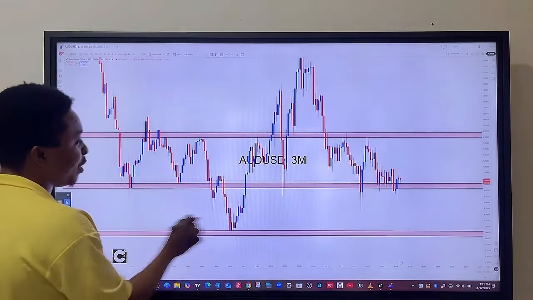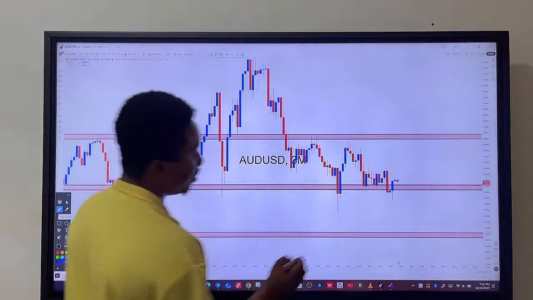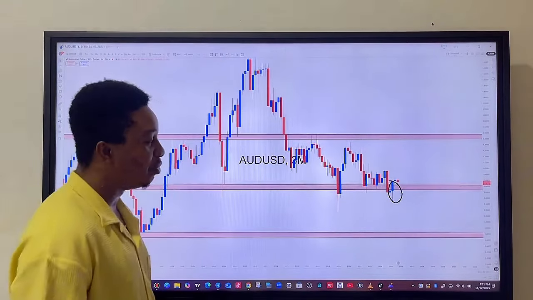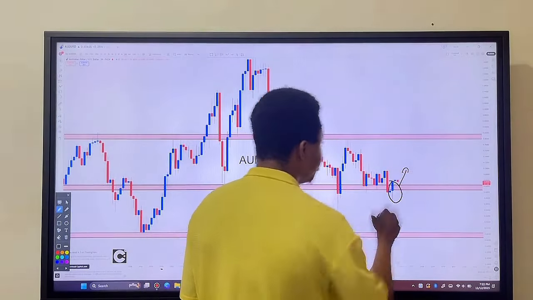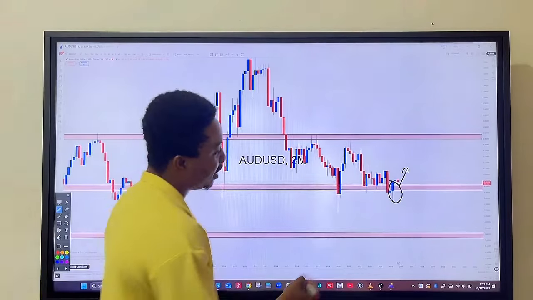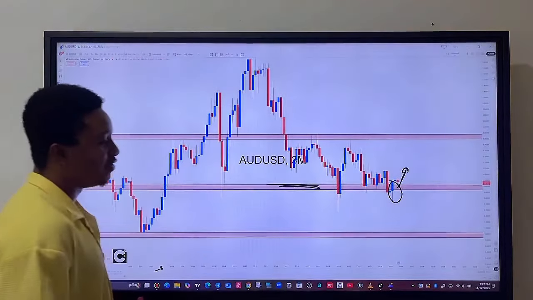Now look at this. When price made contact also here on the 3 months time frame, what else have we seen? We have seen a strong bullish pin bar. Now this strong bullish pin bar tells us that there's more buy pressure that will be able to move the market to the upside on AUD USD. So AUD USD, we're looking for buying opportunities on the strong support level of the 3 months.